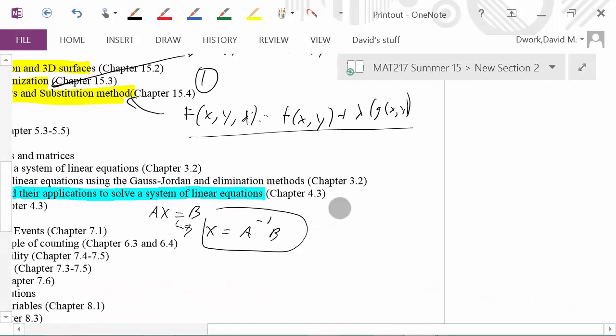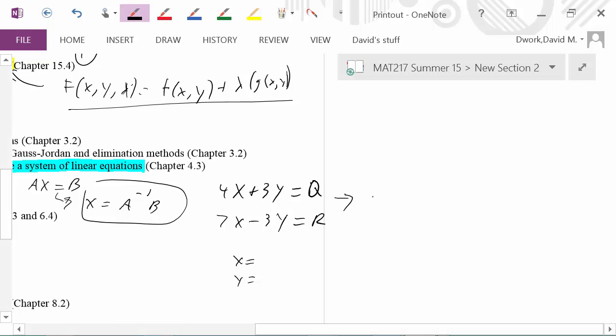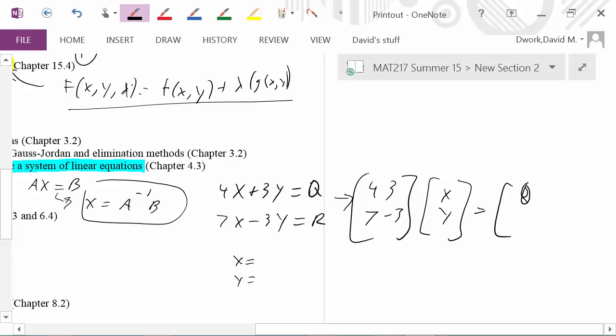And the whole idea is, how do you know when you have to do those? Well, if I gave you a problem that looks something like this, let's just call it 4x plus 3y equals q, and then 7x minus 3y equals r, and I said solve for x and solve for y, you would either have to do Gauss-Jordan by hand, and that would be painful, or you could just rewrite this into AX equals B form, which would be 4, 3, 7, negative 3 times x, y equals q, r.